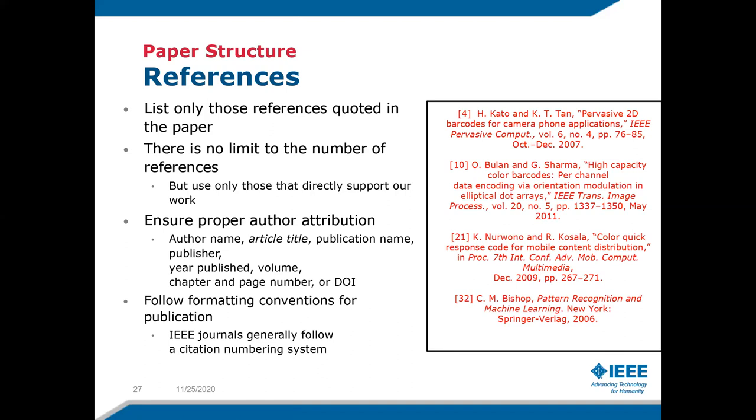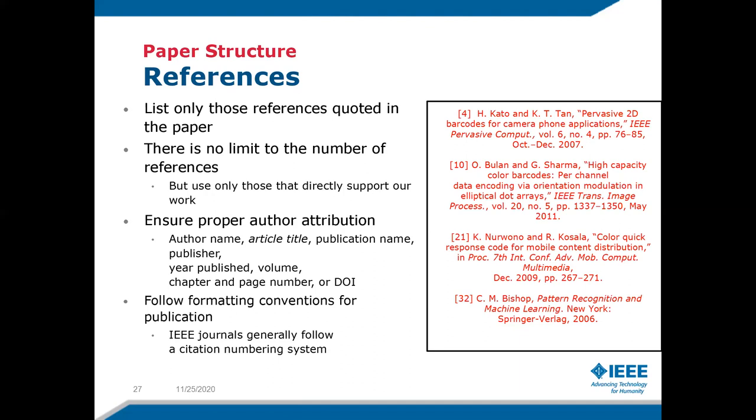Apart from that, as an EIC, I would like to recommend that you list only those references quoted in the paper. Don't include irrelevant references for favor or for personal reasons, okay? There is no limit to the number of references. Sometimes some papers can have 20, 30, 40, 50 references, it depends. But the thing is, the references must support our work.